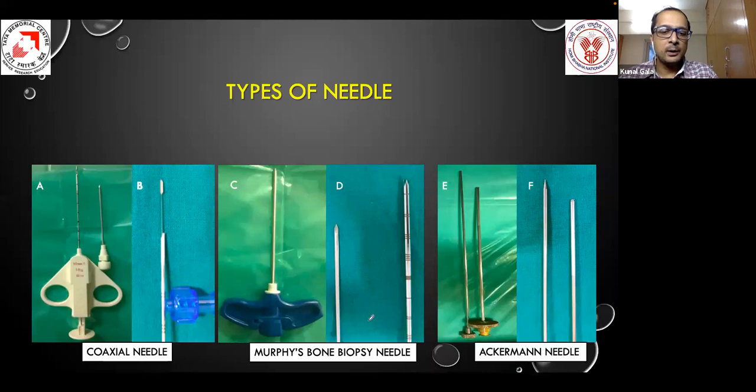So the next needle is a Murphy's bone biopsy needle. When we are doing a bone biopsy, we can't use this coaxial needle because it is too flimsy. So in a bone biopsy, one needs to use an 11 or 13 gauge needle. And what we can see here is a serration on the outer needle as well as the cannula. So this is a serrated margin on both the sides, and this is an Ackerman needle for doing the bone biopsy, where we need to go in and take multiple cores. So that's the advantage of a coaxial system and the Ackerman needle as a bone biopsy needle.